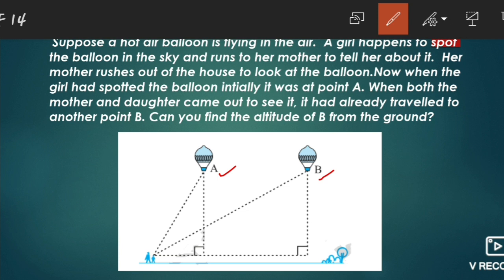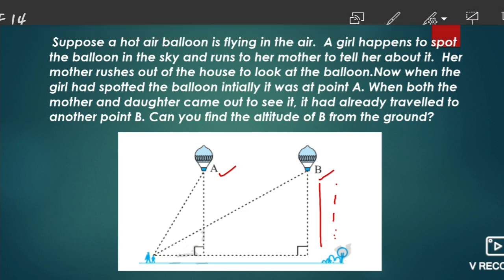Can you find the altitude of the point B from the ground? You have to find this distance from the ground. Now, as you can see, you cannot measure this altitude of B in our regular process. It is in the sky and it is continuously traveling. I am considering that this balloon is traveling through a straight line. Now for this situation, how can you find the altitude? For this kind of situation, you have to use trigonometry.